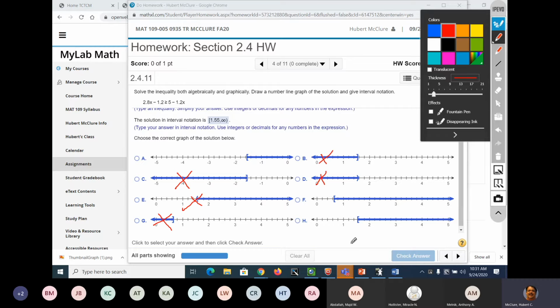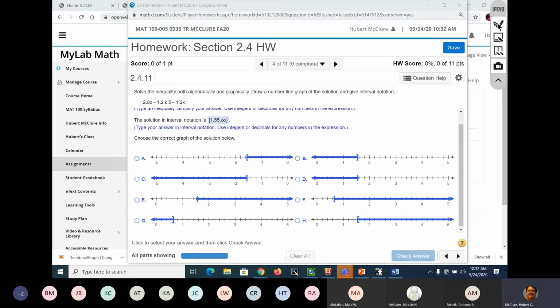So which one is it? Well, 1.55, that's a negative. That ain't it. So it's either this one or it's this one. So you narrowed it down from 8 to 2. Is that what you're supposed to do with these problems? Hell to the yeah. So it's not this one because that's 0.75. So it has to be H as in hotel. And you should feel good about yourself.